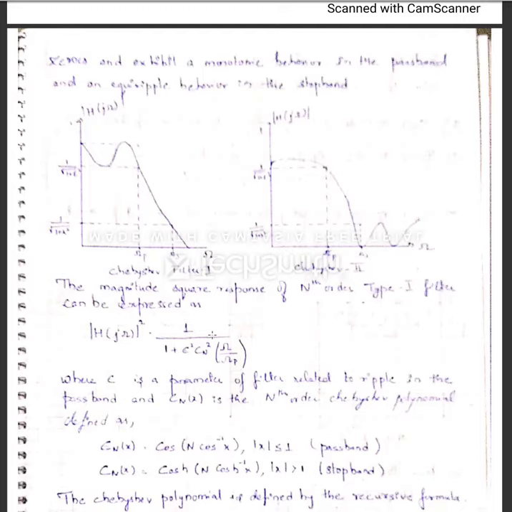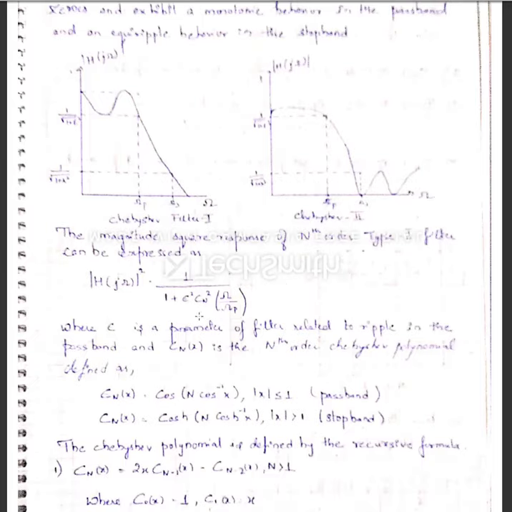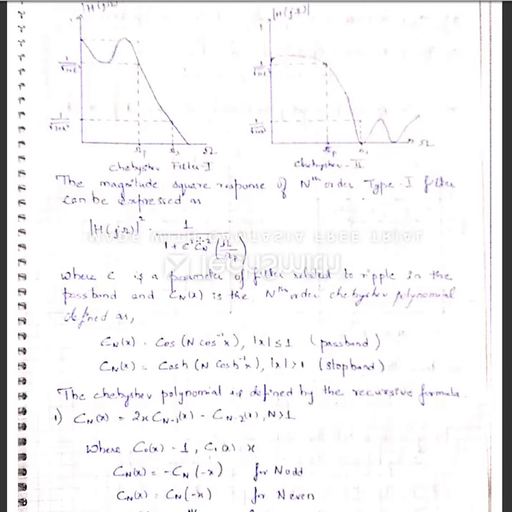Okay, all right. So how is the magnitude response given? Magnitude response is given as |H(j omega)| squared equals 1 by 1 plus epsilon square Cn square of omega by omega p. You know what this omega p and epsilon are, right? This epsilon is a parameter of the filter which is related to the ripple, mainly your ripple in the pass band.